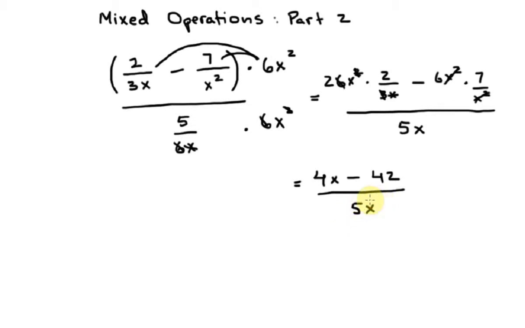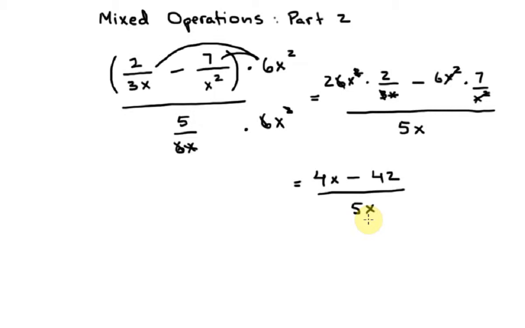Now, if you wanted to, you could factor out a 2 out of the top, but there's nothing I can cancel with on the bottom, so I think I'm inclined to just leave it alone. So that's my first example all done.